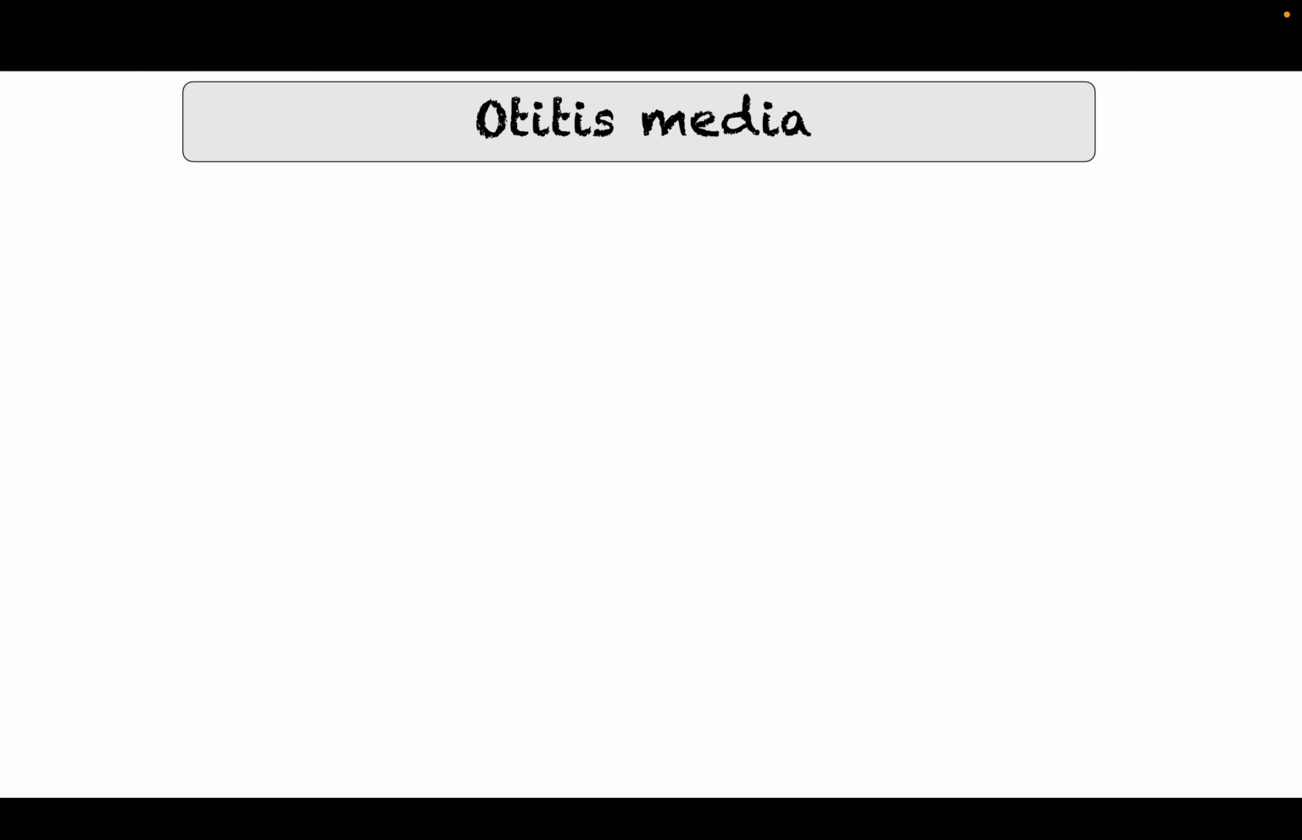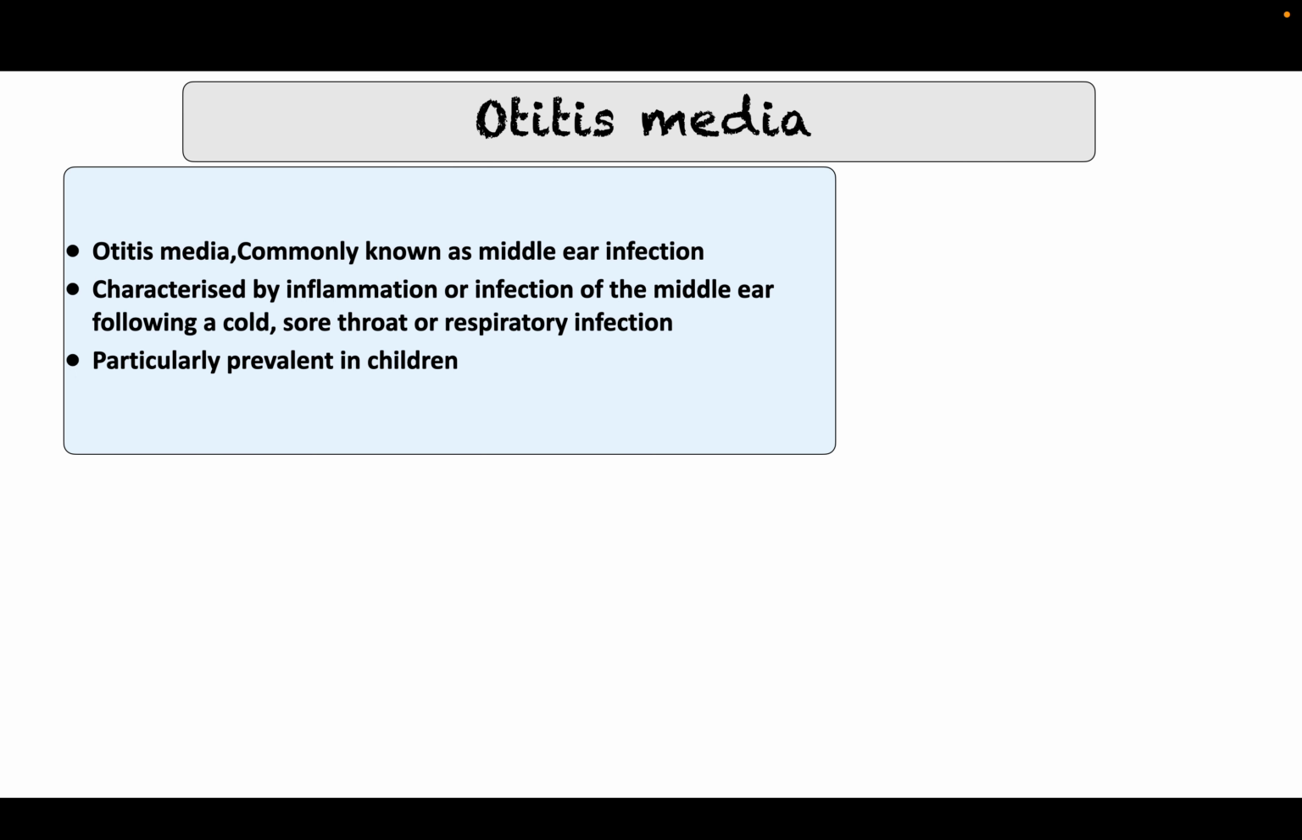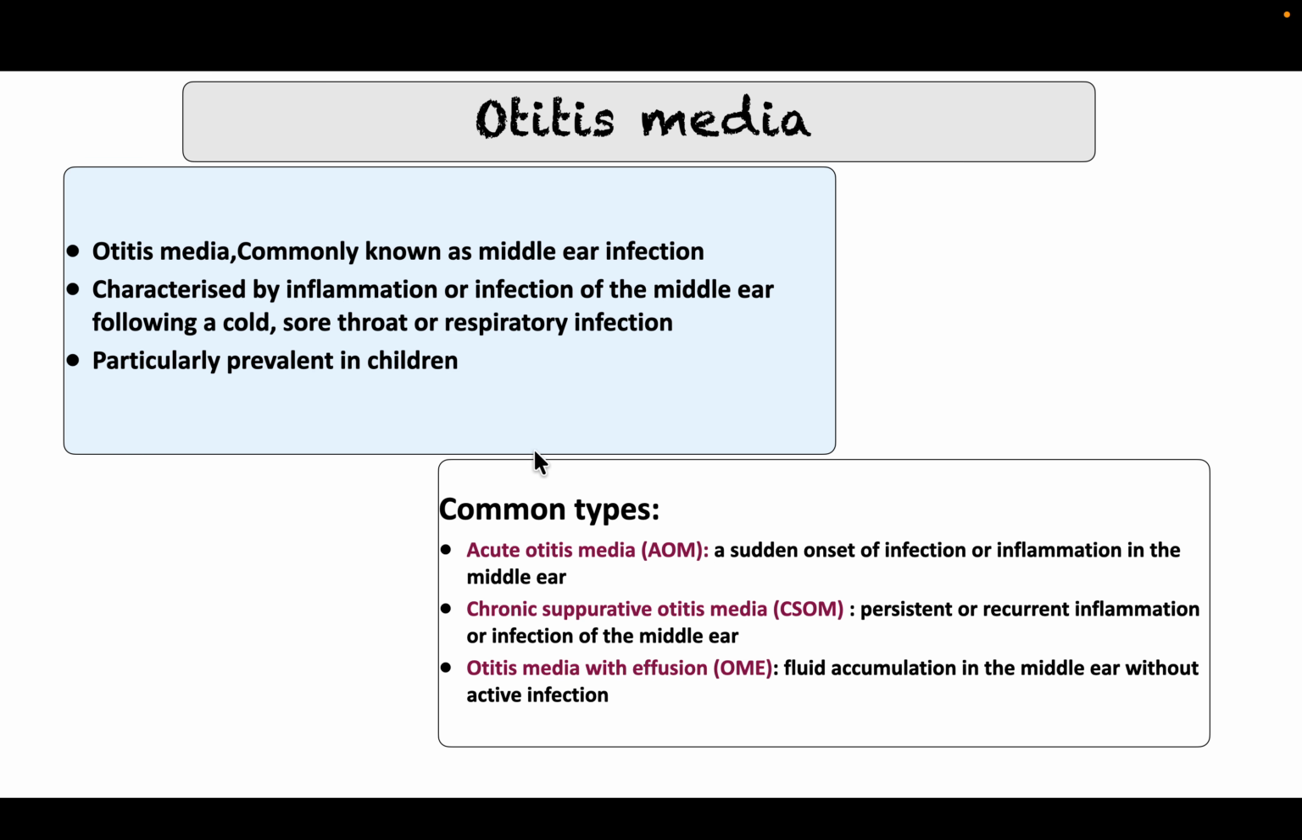Now coming to the condition otitis media, commonly known as middle ear infection. It is characterized by inflammation or infection of the middle ear following a cold, sore throat or respiratory infection, and it is particularly prevalent in children. There are three types: acute otitis media, chronic suppurative otitis media, and otitis media with effusion. Acute otitis media is a sudden onset of infection or inflammation in the middle ear. Chronic suppurative otitis media is a persistent or recurrent inflammation or infection of the middle ear. Otitis media with effusion is fluid accumulation in the middle ear without active infection. So these are the common types.